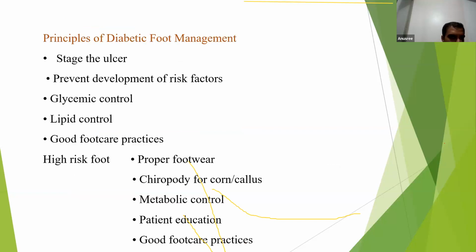Now coming to the principles of diabetic foot management, always look for the stages of ulcer if present, and prevent development of risk factors: good glycemic control, lipid control, and good foot care practices. For a high risk foot, proper footwear, corns and calluses should be removed early under supervision, metabolic control of diabetes and other parameters, patient education, and good foot care practices.